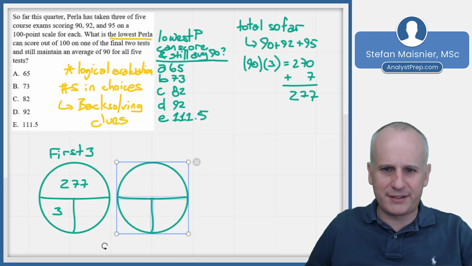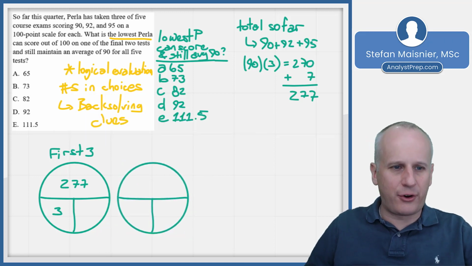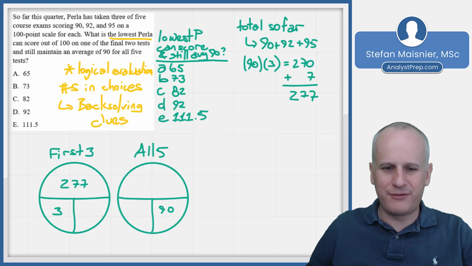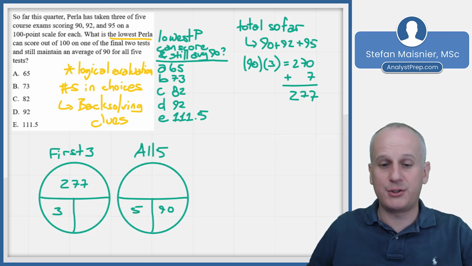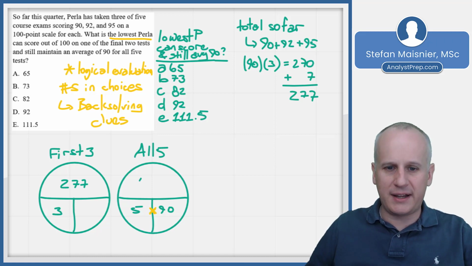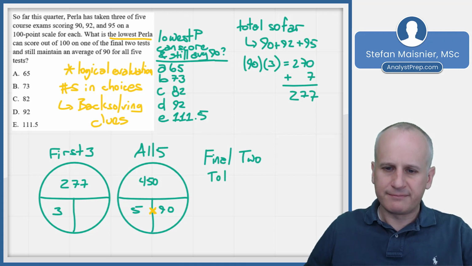Then putting in our next circle, we want to average 90 for all 5 tests. So all 5, we want a 90 average, and we've got to have 5 tests. So our all 5 total, we can find out pretty directly by just doing 90 times 5, or 450. So we know that the final 2 total is going to be the difference between those two things.